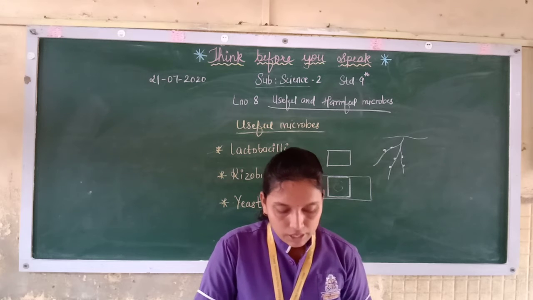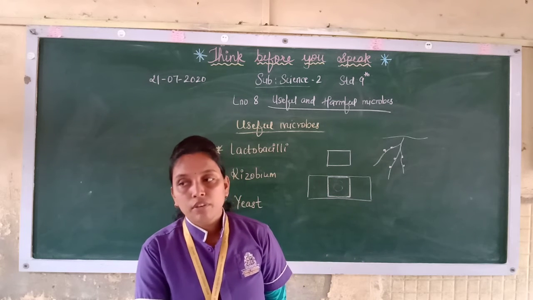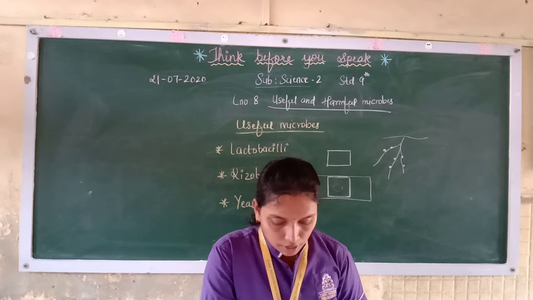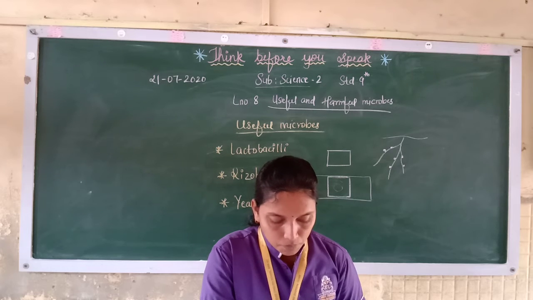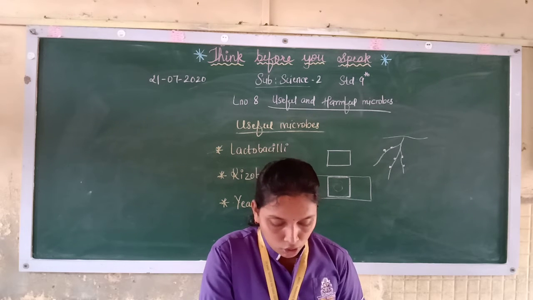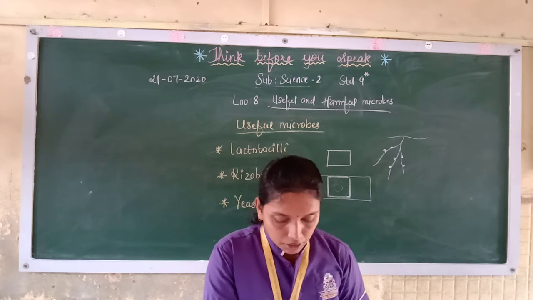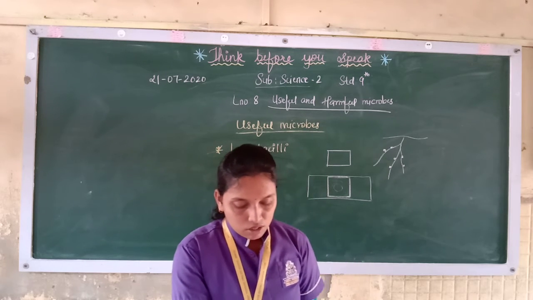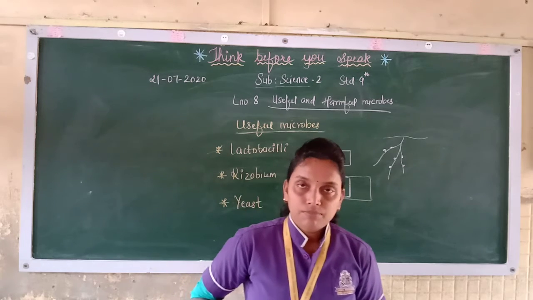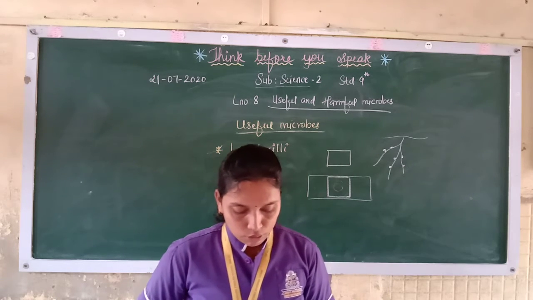Now further we will see yeast. Yeast is a type of fungi. If you have seen earlier, we had talked about yeast also. It helps in the process of fermentation. Now activity: bring active dry yeast. Dry yeast you get in the market. So from the market you can bring it.